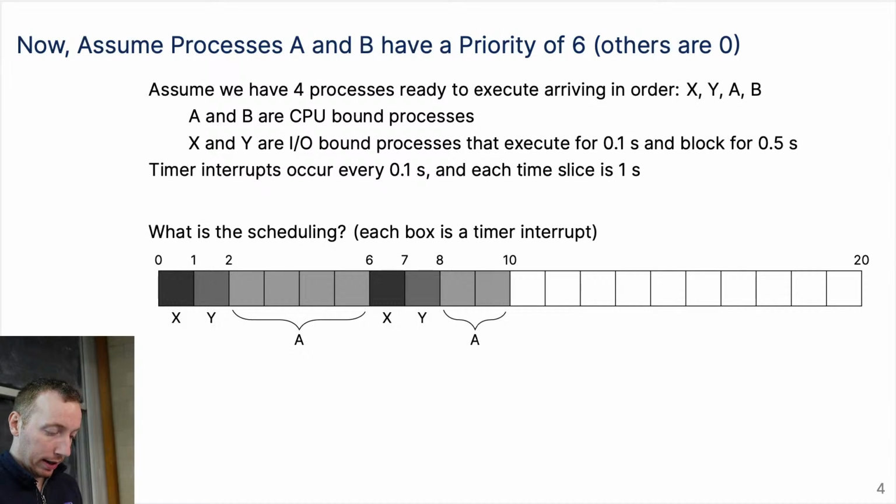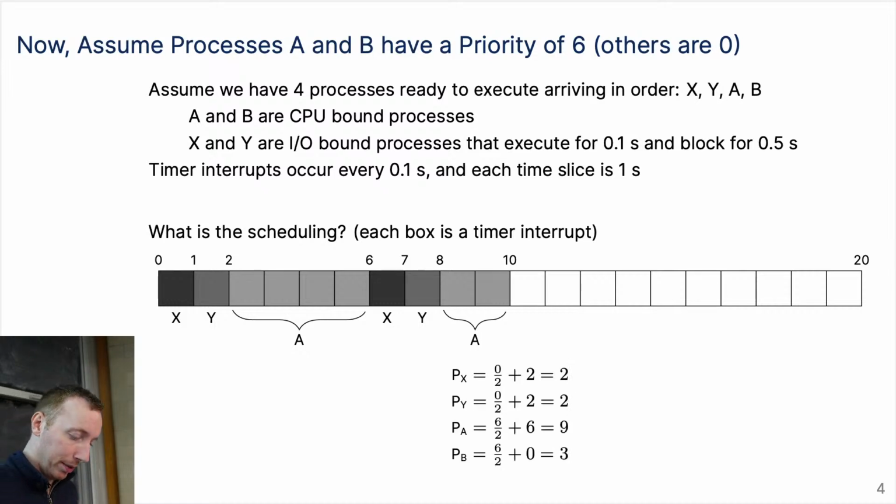Then at time 10, the end of the time slice, we recompute the priorities again. X and Y had an initial priority of 0, so 0 divided by 2, plus however many timer interrupts they were executing for. So the priority of X and Y is going to be 2. The priority for A is going to be 6 divided by 2, which is 3, plus 6, so its priority is 9. And process B is going to have a priority of 6 divided by 2, which is 3, plus 0. So now, at this point, we have to pick something to schedule again.